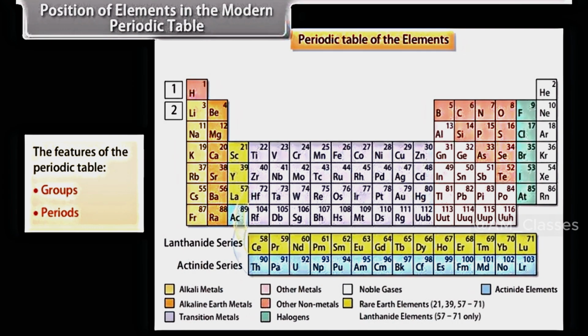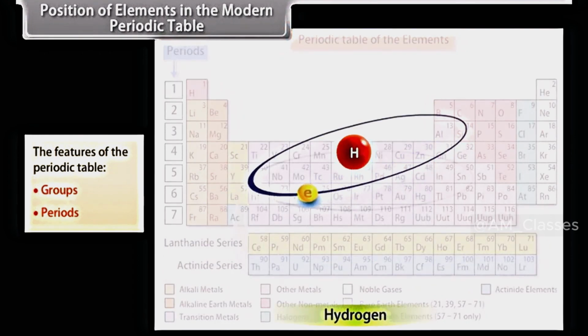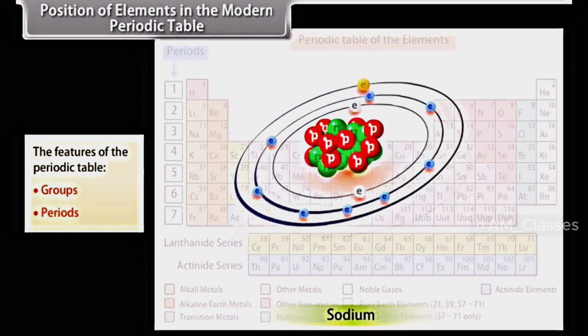Periods. The 7 rows in the periodic table are called periods. In each period, a new shell fills up. The period number is also the number of the shell which starts filling up.